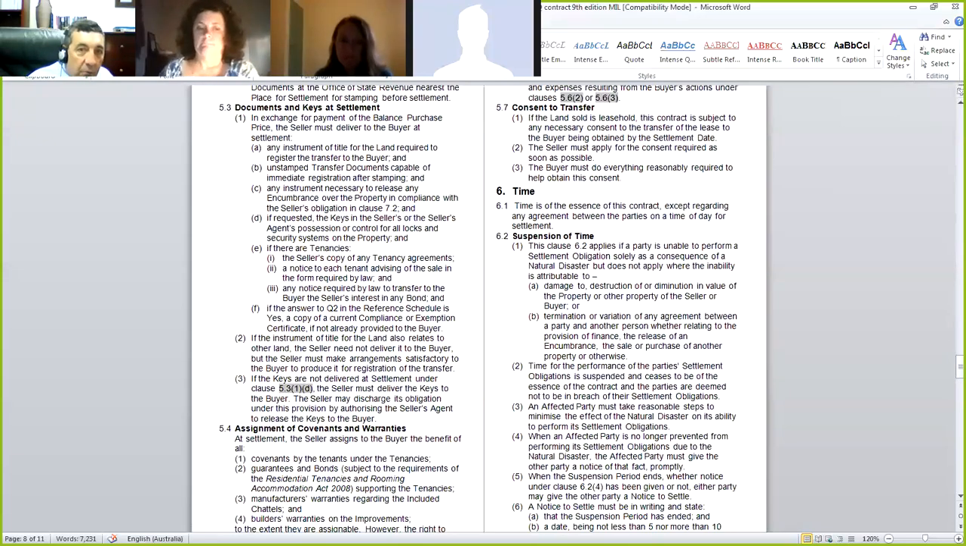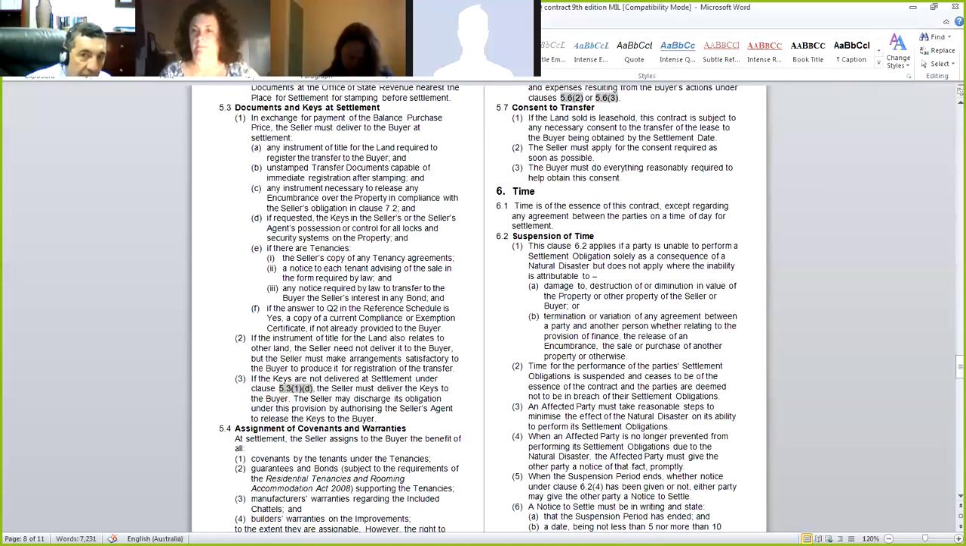Now, I want to mention something about Clause 6, which is time of the essence of the contract. What that means is this. It doesn't come down to hours or minutes, but it does come down to days. So if the contract requires settlement on, for example, the 30th of June, then if the buyer is not able to settle on that day, then in general terms, given that time is of the essence of the contract, it means that on the 1st of July, the seller is entitled to declare the contract at an end and declare that the buyer is in default of that contract.